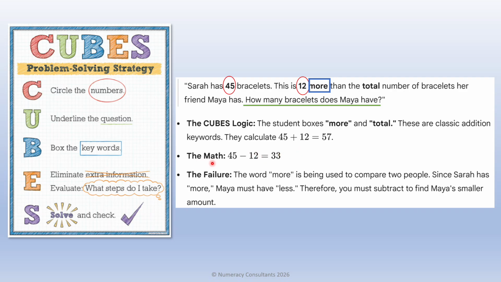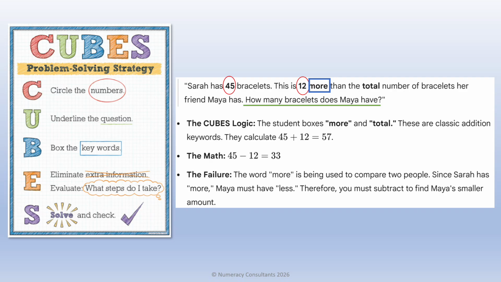The math is 45 minus 12. The word more is being used to compare two people. Again, this is a comparison problem. It's important that students understand the schema of each one, because if they understand the schema, they'll be able to figure out the math. If they don't understand a comparison, a change, or result unknown, this is why these strategies such as cubes or FOIL or any acronym is really going to fail if it's not really looking at the schema and teaching kids how to logically look at it.